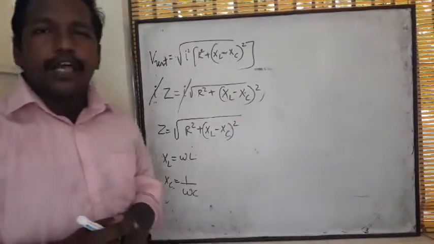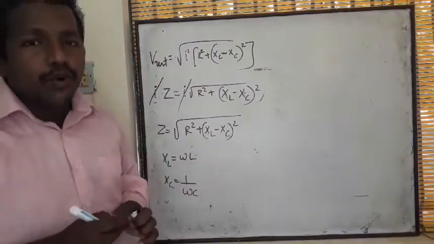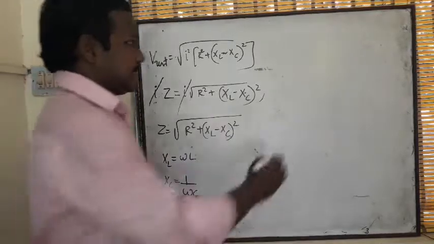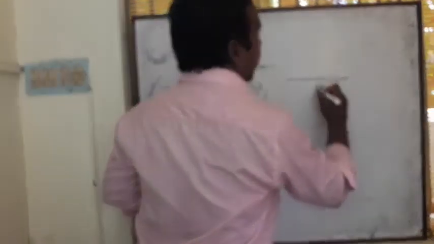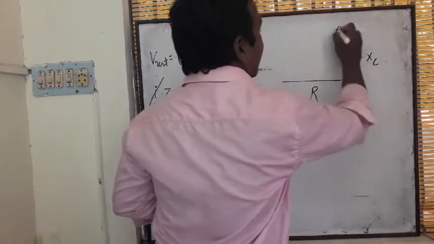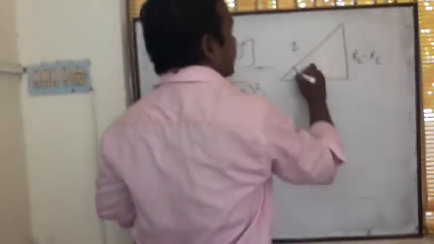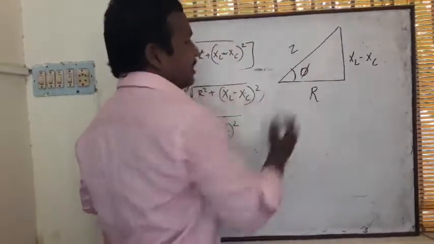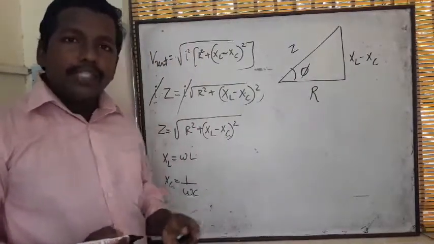So now I am going to draw the impedance triangle, which is going to refer only to the resistance. The x-axis will be R. This side will be XL minus XC. The diagonal side is the resultant, that is the impedance. This is the phase difference. You can use any of these.